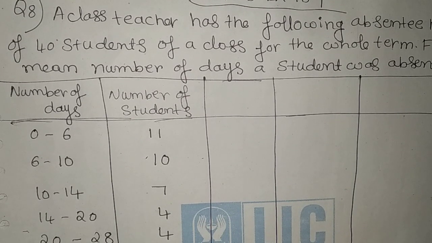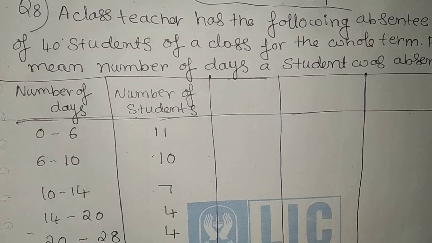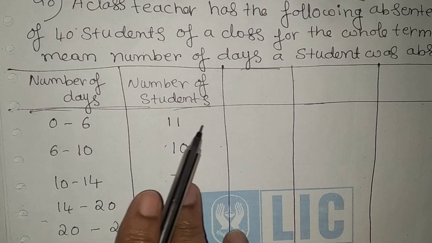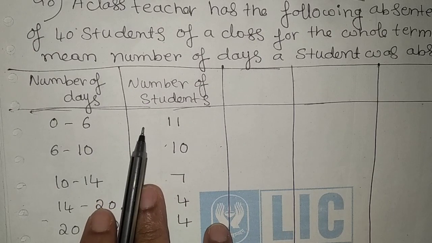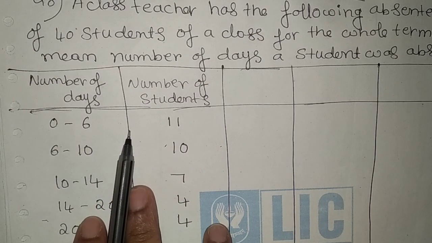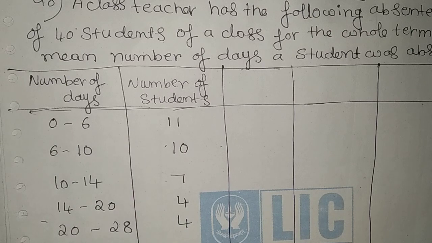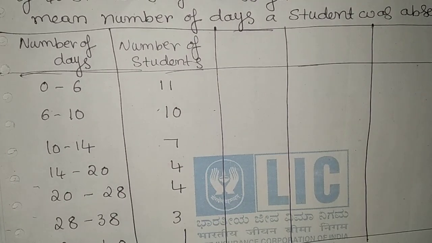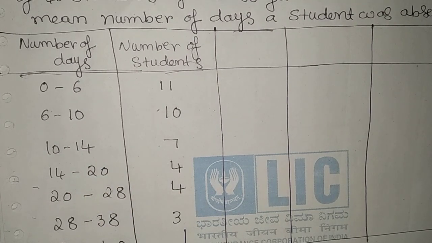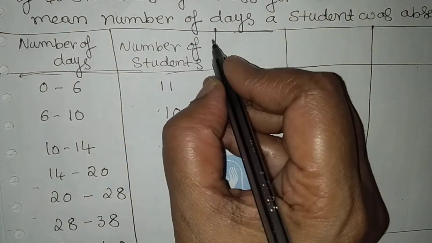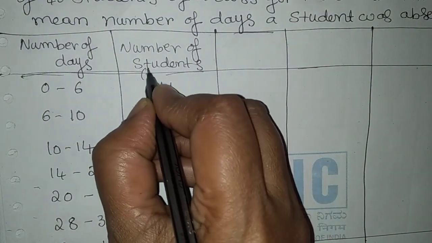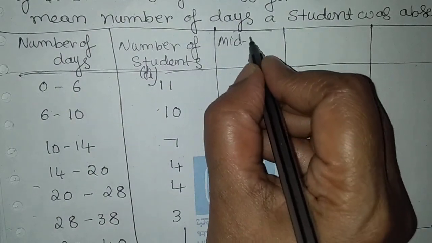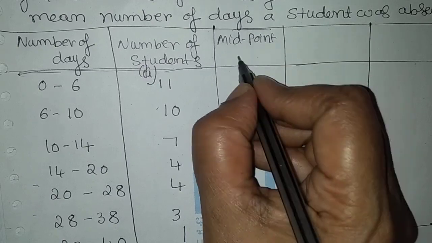So a class register statistic is given here, that is number of days and number of students. We have to find the mean number of absent students. So first we have the number of days and number of students. Now we'll find the midpoint. This will be Fi, number of students. Midpoint is that is Xi.